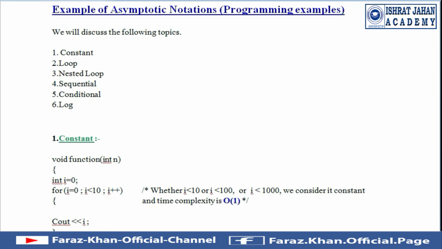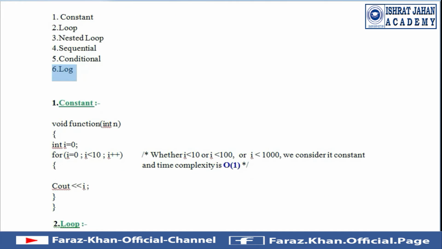Let's discuss some programming examples with respect to asymptotic notations. Now we will discuss the programming examples with respect to the following topics. First of all, we will discuss constants, then loops, then nested loops, then sequential, conditional, and logarithm. So let's discuss it one by one. First of all, the constant.